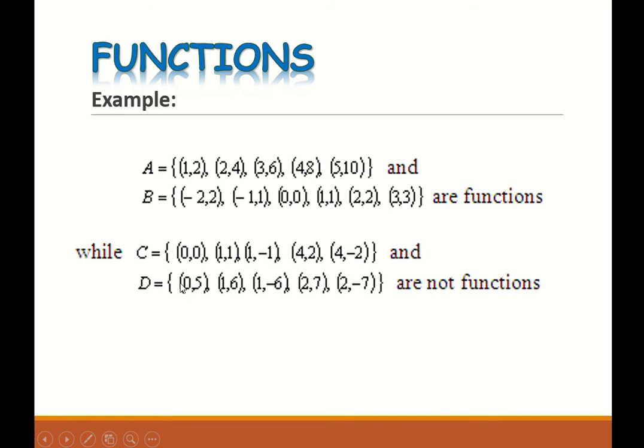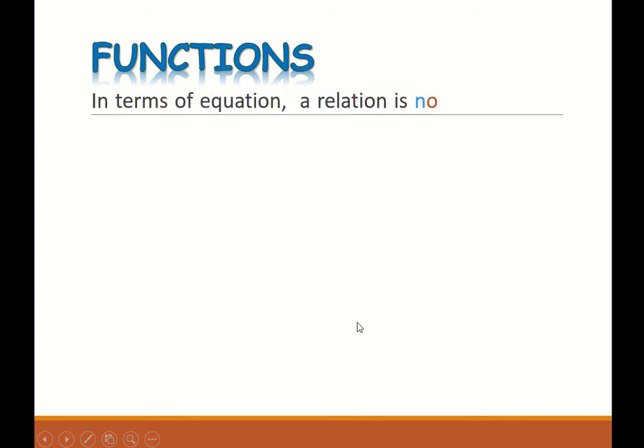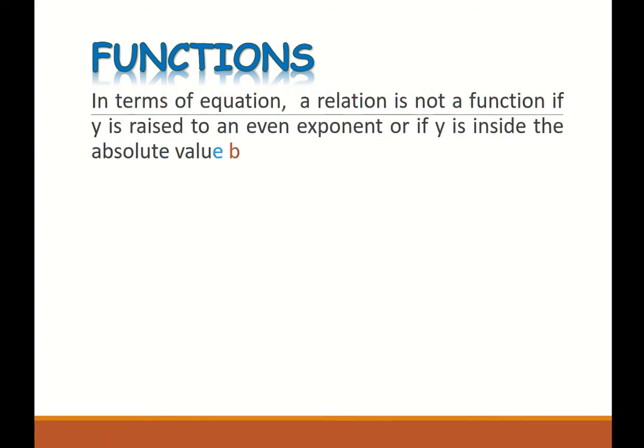And for D, we have 0, 5; 1, 6; 1, negative 6; 2, 7; 2, negative 7. So 1 corresponds to 6, and 1 corresponds to negative 6. They have the same source, the same abscissa, and also with this. So that's why this is not considered a function. In terms of equations, a relation is not a function if y is raised to an even exponent, or if y is inside the absolute value bars.